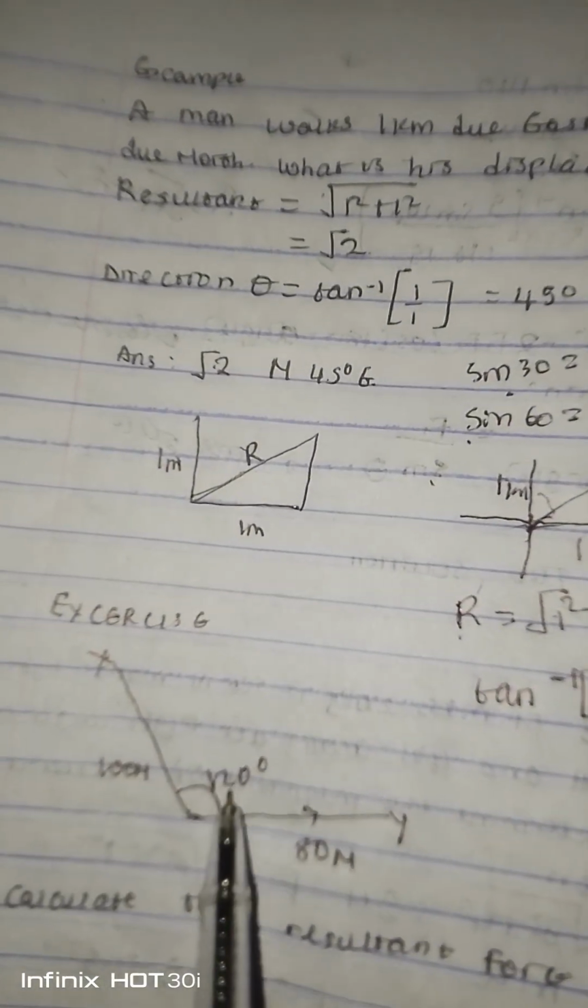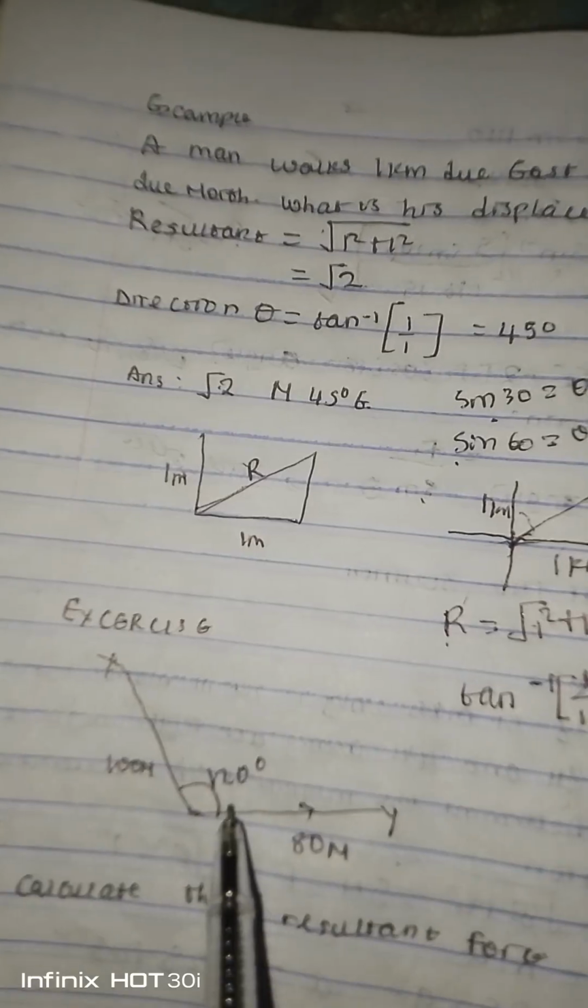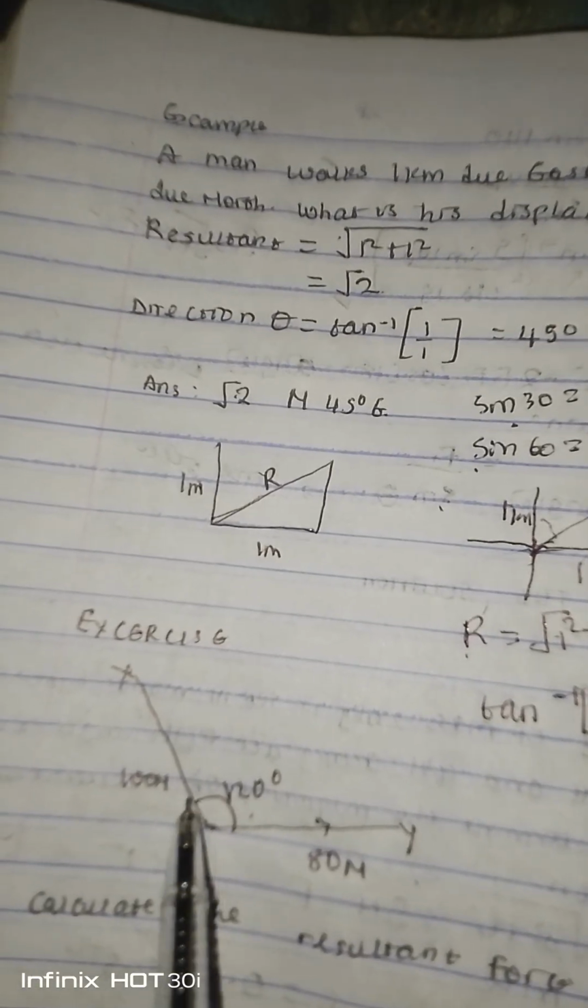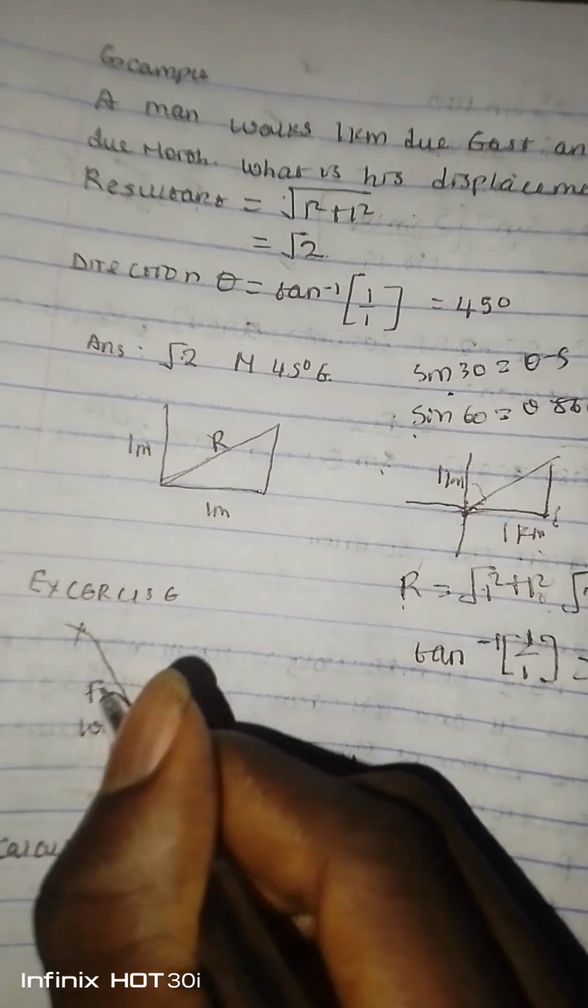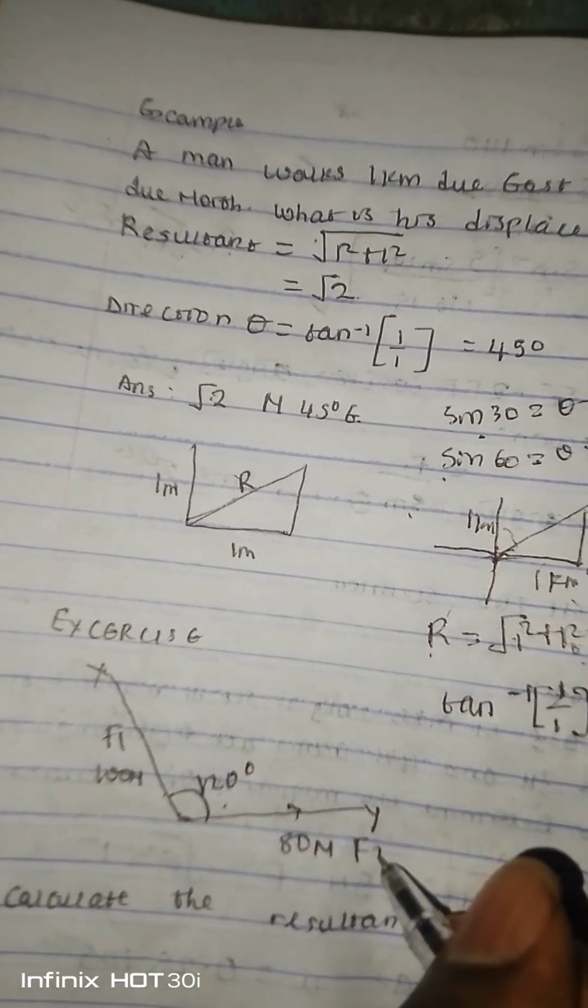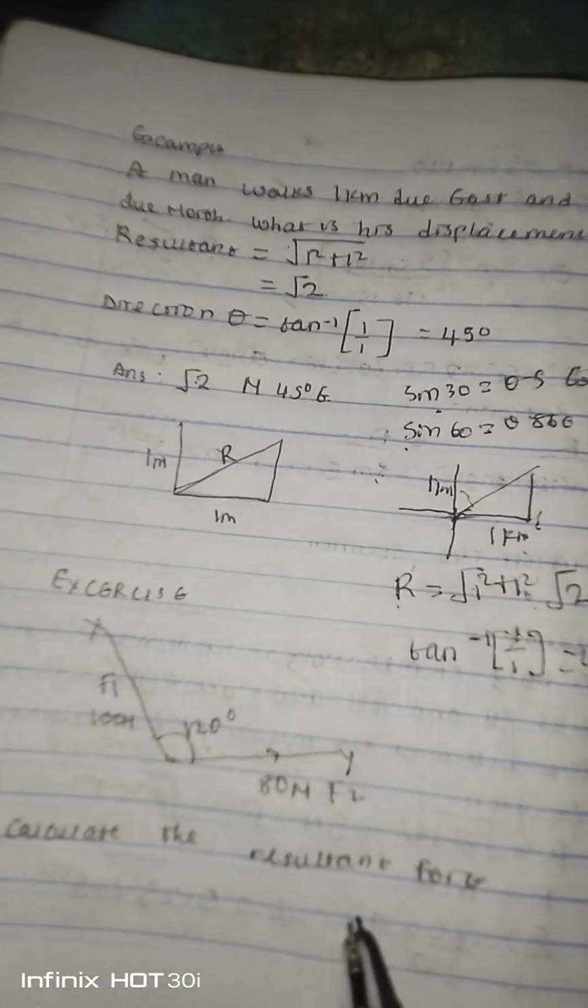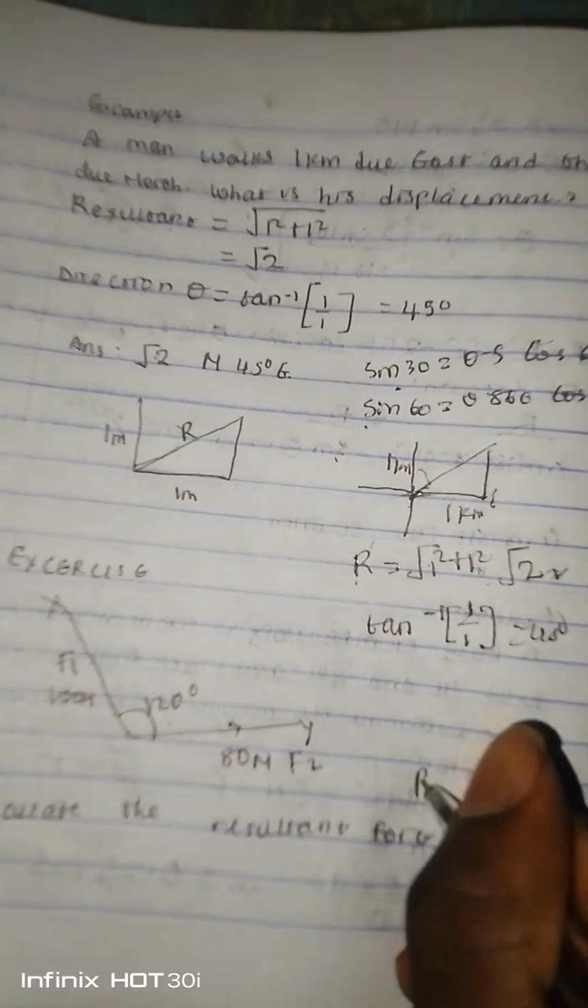Then this is an exercise for you guys. First of all, which angle is this? This is an obtuse angle, an angle between 90 and 180. This is your F1. I've already given you the axes. This is your F2. So calculate the resultant of the force. Drop your answer in the comment section so I can know you understand.